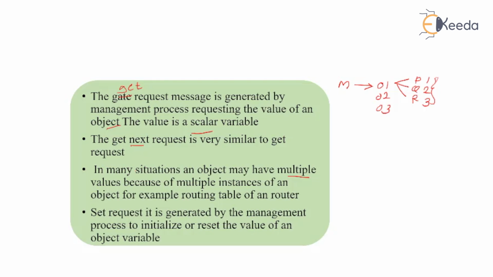After that, the third one is nothing but what? Set request. Set request is generated by the management process to initialize or to reset a value. That means if the agent is going to change a value or the manager wants to change it, he has to reset the value. Such requests are generated with the help of message generation, and are known as set requests. So a total of 3 requests are generated by the management process in SNMP version 1, and they are get request, get next request and set request.